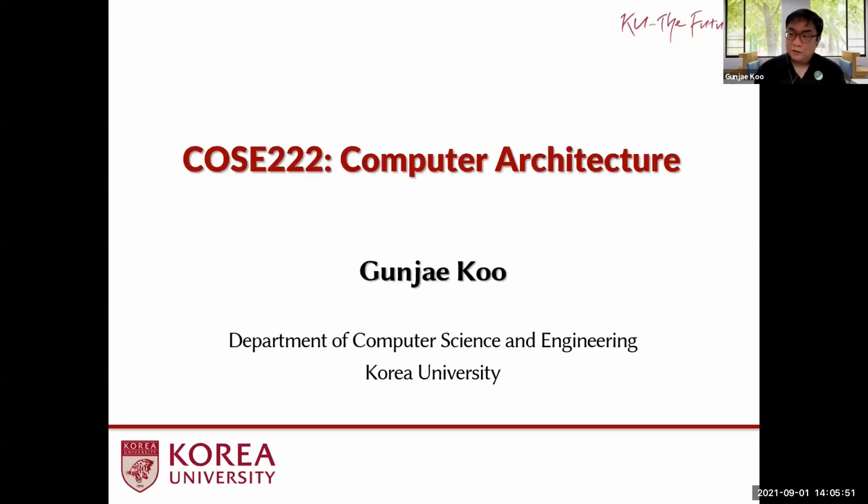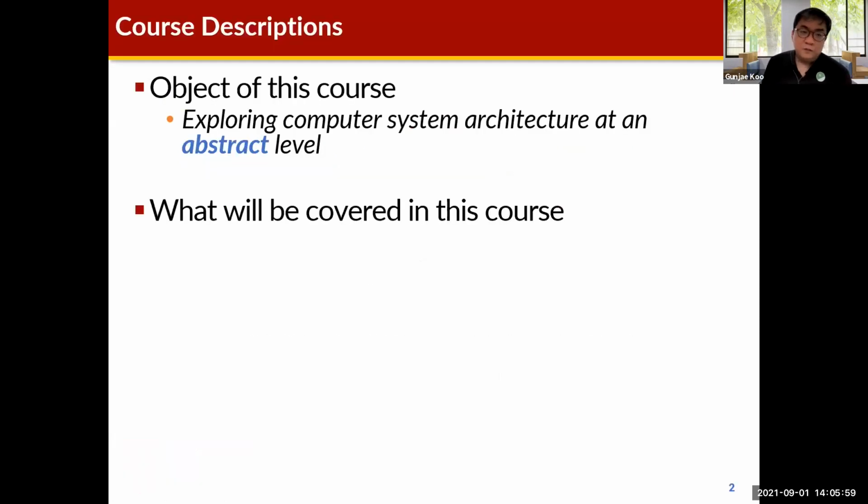So this is the first time of this course, so I will briefly introduce this course. Okay, so the course description. What is this course? What is the goal of this course? In one sentence, the goal of this course is exploring computer system architecture at an abstract level.